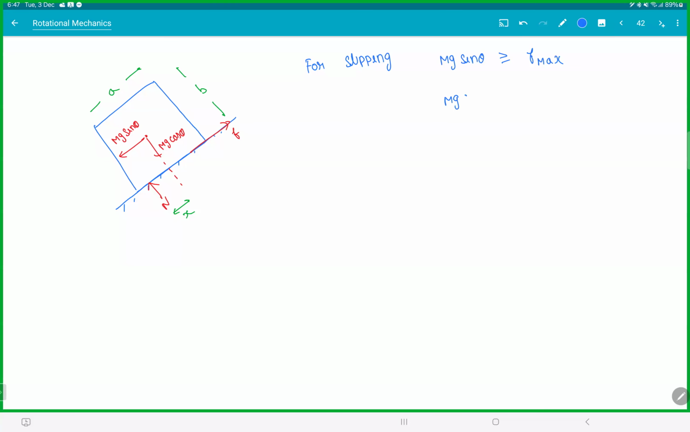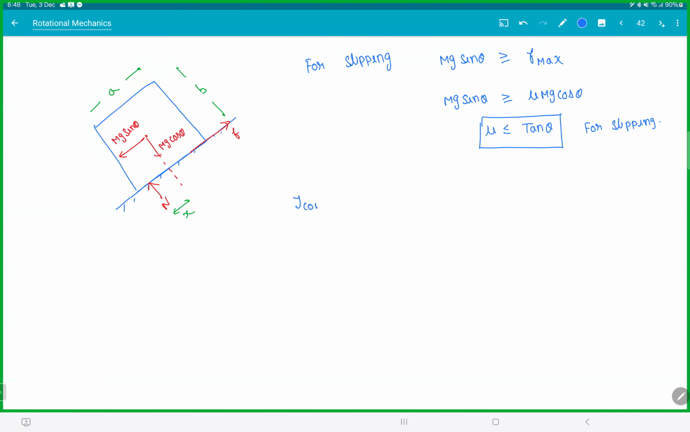So you will get two conditions. mg sine theta must be greater than or equal to F max, which is mu mg cos theta. So mu must be less than or equal to tan theta, basically the angle of repose. This is the condition for slipping. This is to slip. So if you want the block to slip, you have to make sure mu is less than tan theta. Okay. Next thing, for toppling.